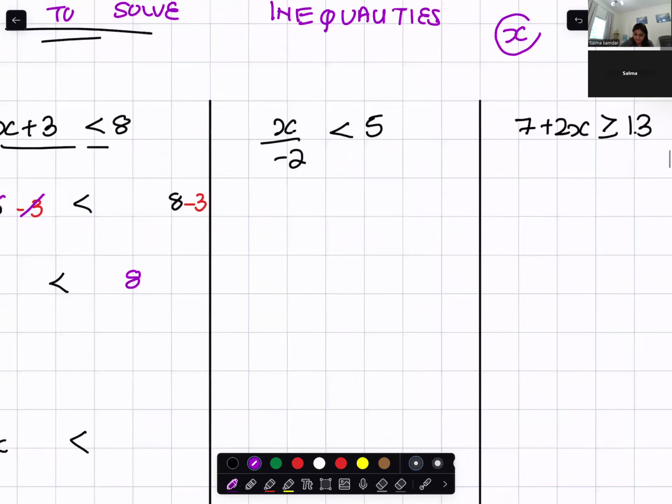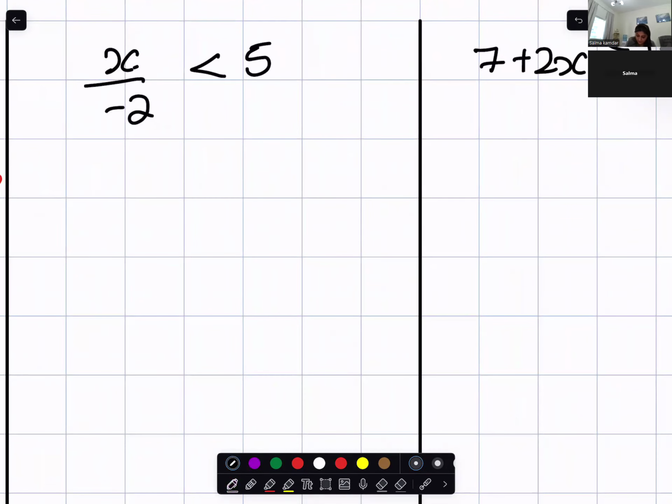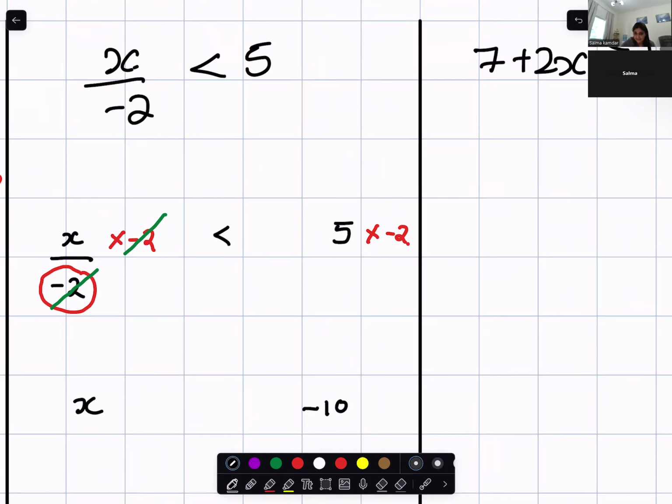Let's do this part. You have x over minus 2 is less than 5. You want to eliminate everything else that is next to x. Since minus 2 is over here, you will multiply both the sides by minus 2. So what you're going to get is this minus 2 and minus 2 would go away. What you're going to get is x. And over here, you're going to get minus 10.